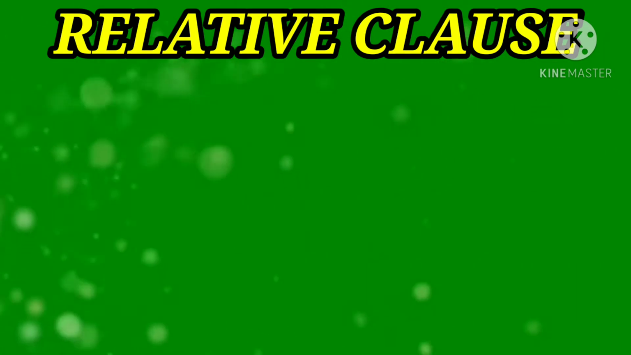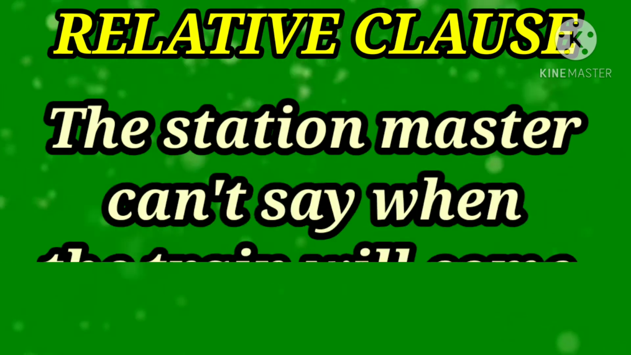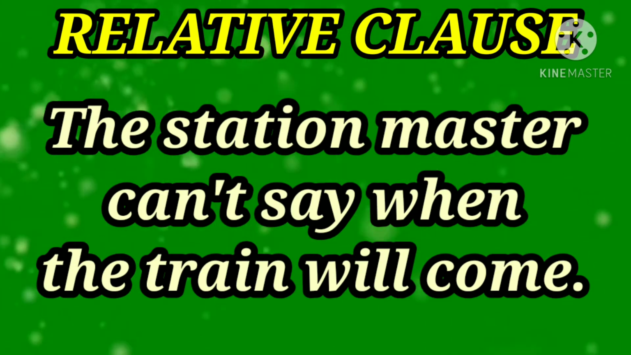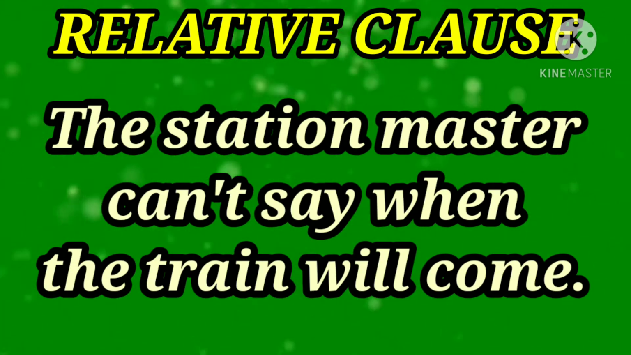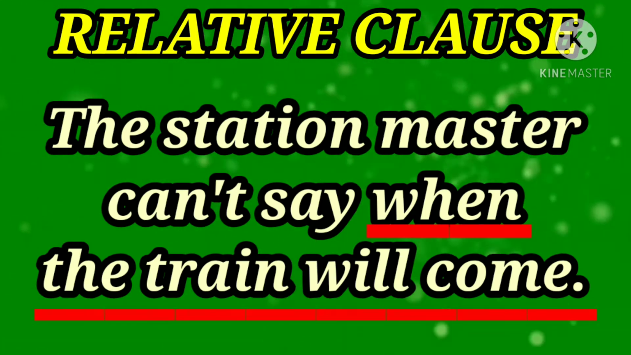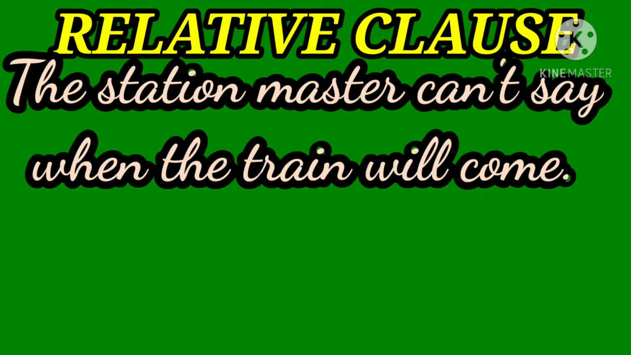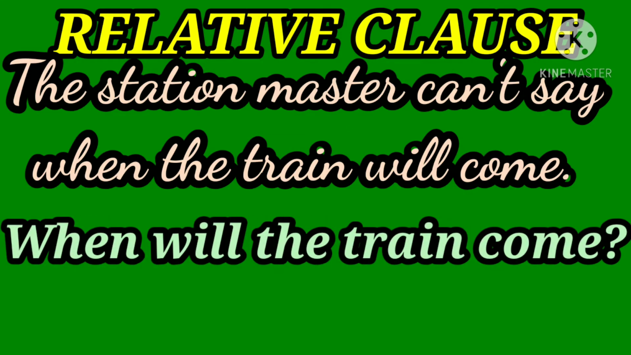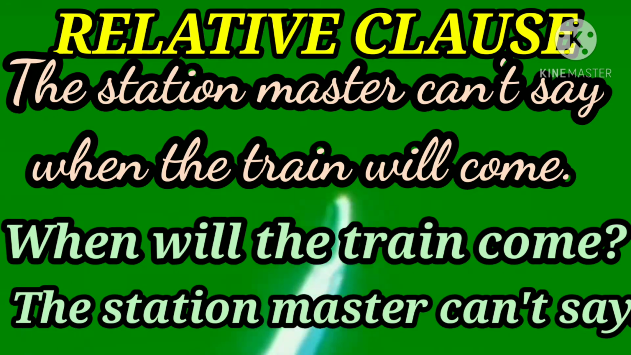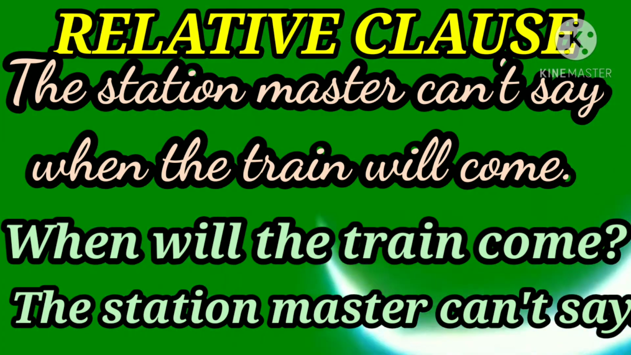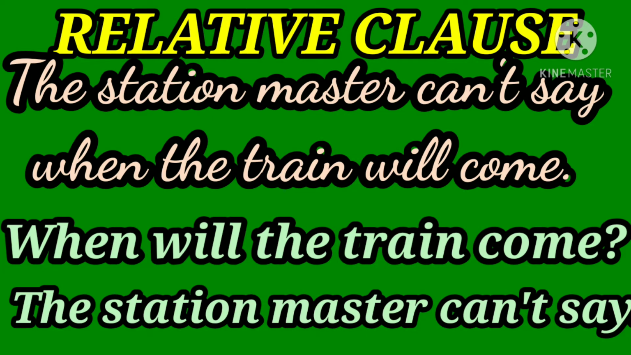Look at this example. The station master cannot say when the train will come. The underlined clause is a noun clause. If you break the sentence into two sentences, they will be: When will the train come? The station master cannot say. Here, there is no relation between any phrase of these clauses.